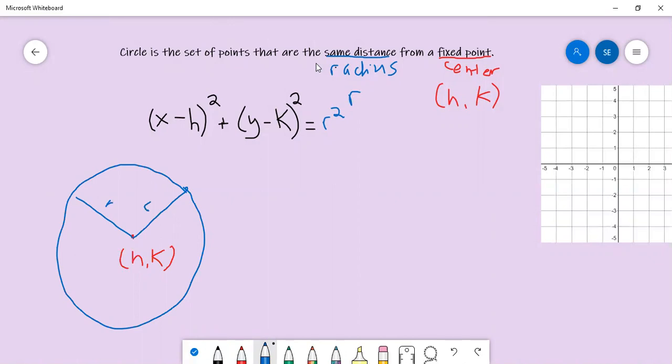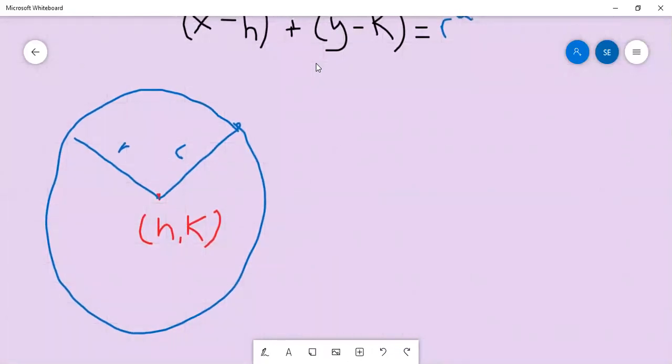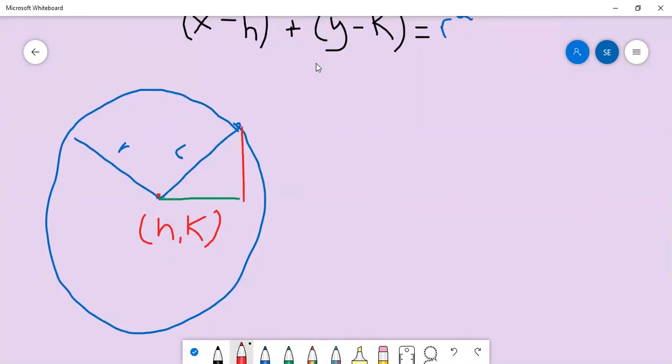Now, if we take a look at this, I'm going to blow this up a little bit so that we can see this better. If we look at this, we can draw a right triangle. We can draw a line out parallel to the x-axis and this side here. So now this point, any point on our circle, we can call x, y.